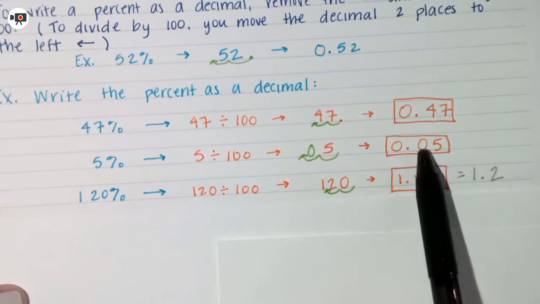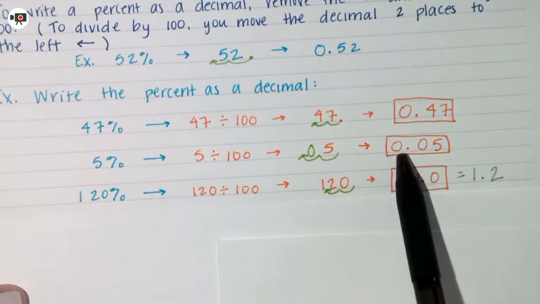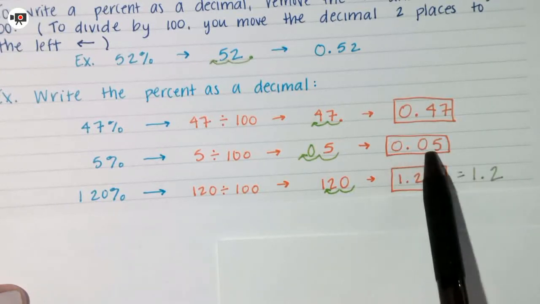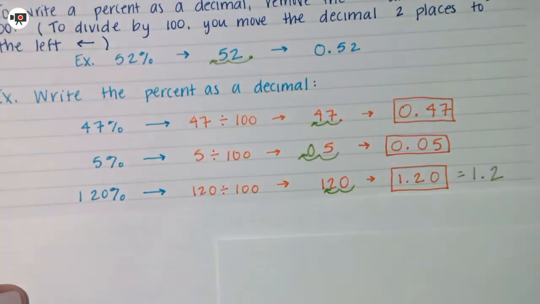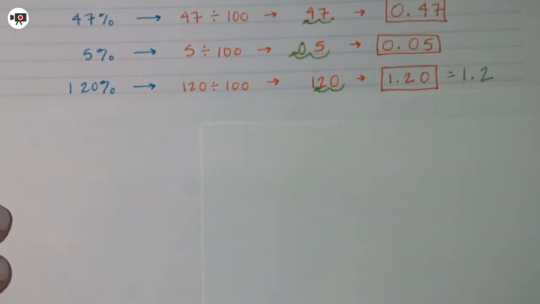Up here, this 0 matters. I can have a bunch of zeros in front of my decimal and a bunch of zeros after the 5, but the order right here next to the decimal with the zeros, that matters. So that's writing a percent as a decimal.